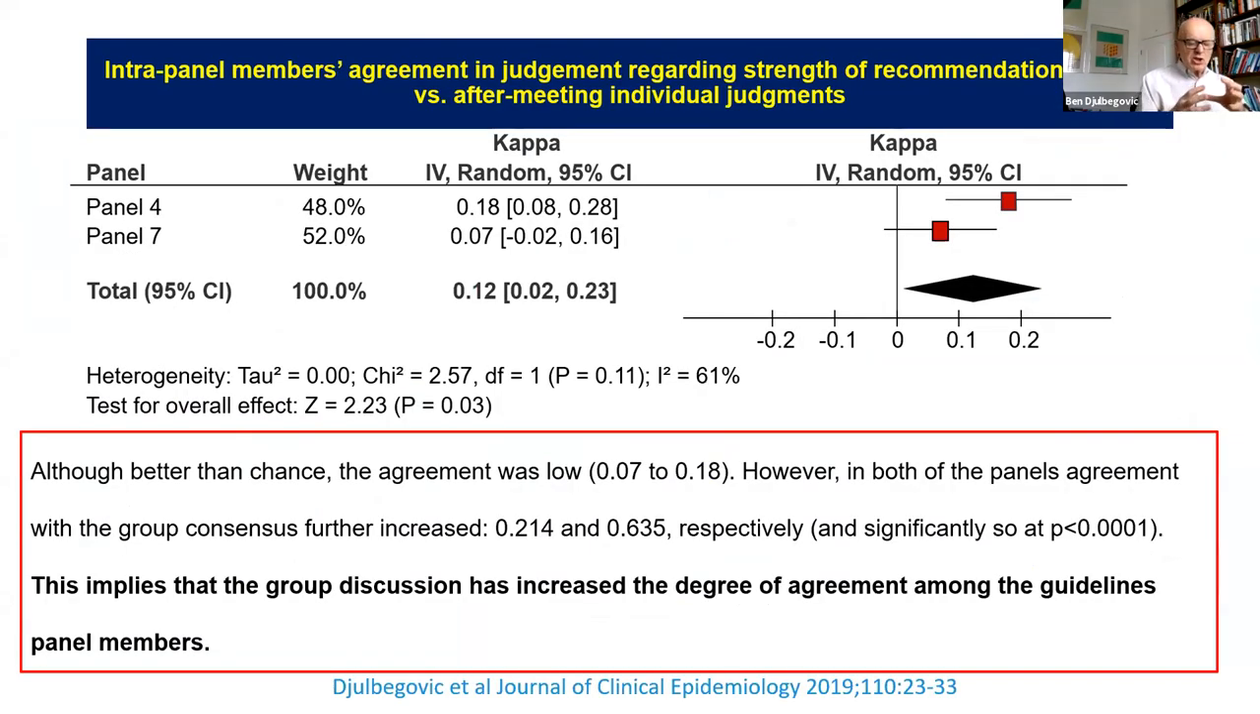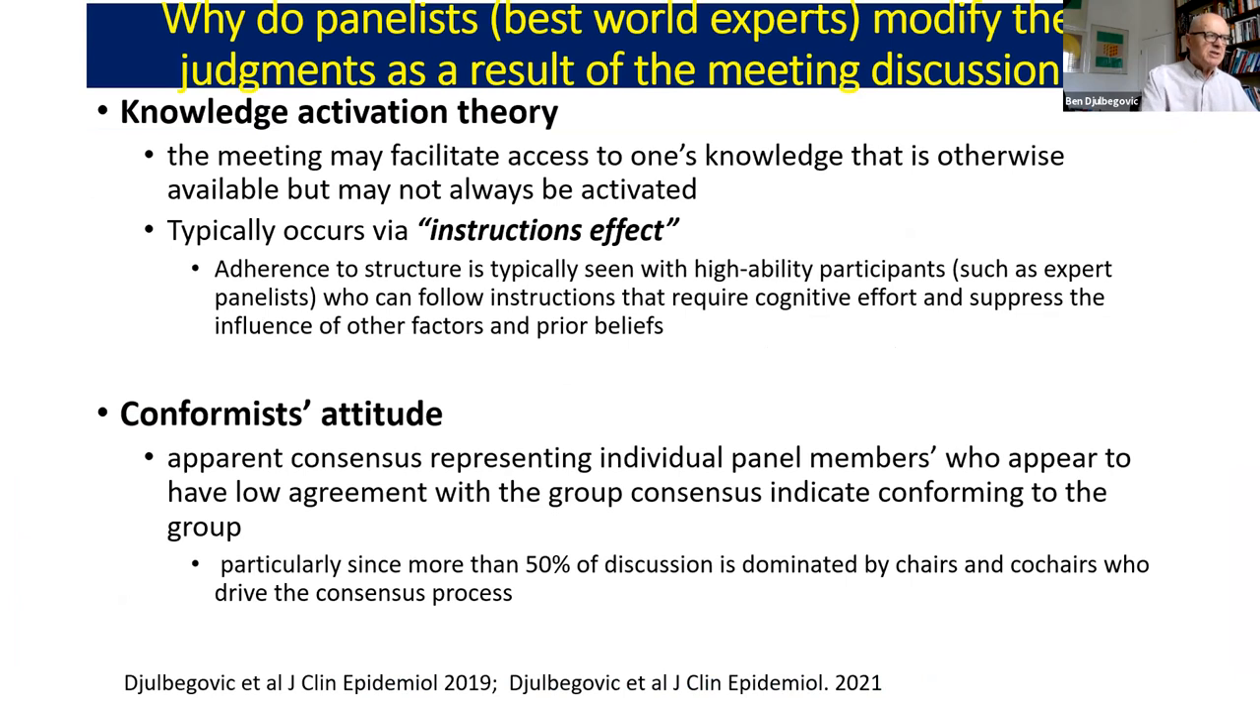In general, we noticed low agreement between individual panel member judgment and the consensus of the panel. However, for at least two panels for which we had data, we saw that agreement changed significantly, from poor to fair to moderate, as a result of discussion. So it appears the discussion does affect people's judgment.